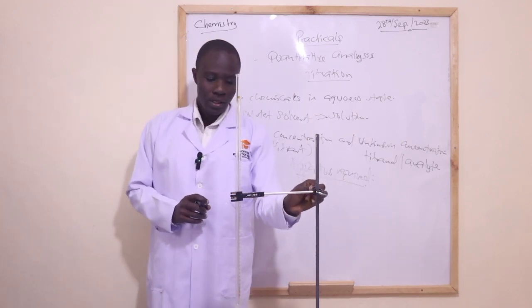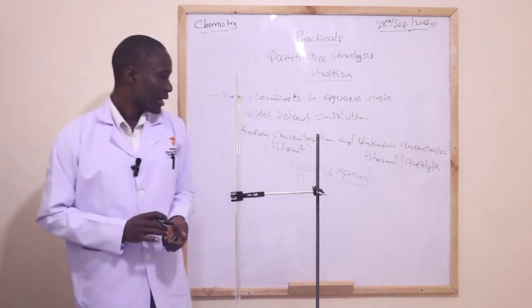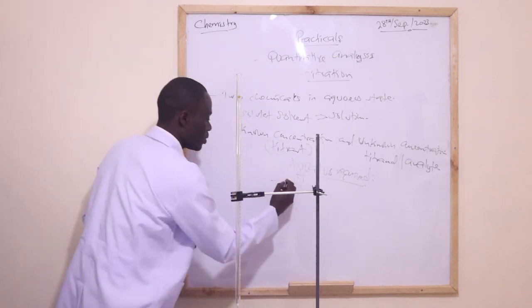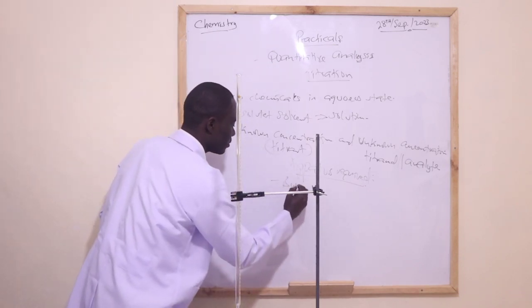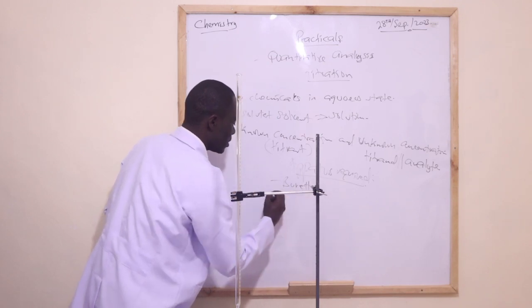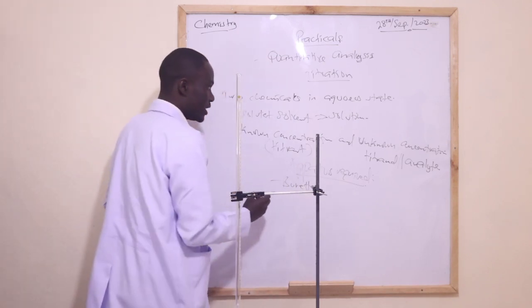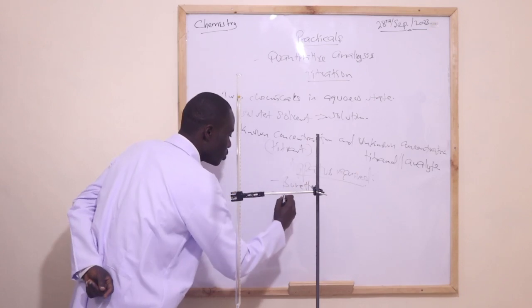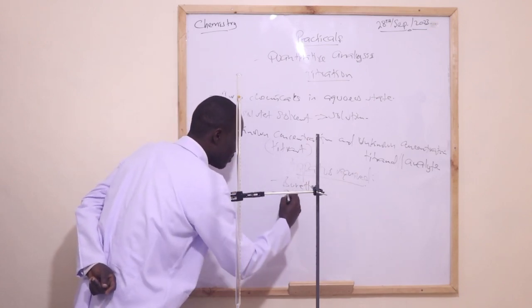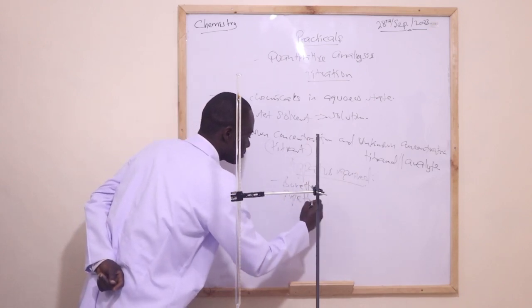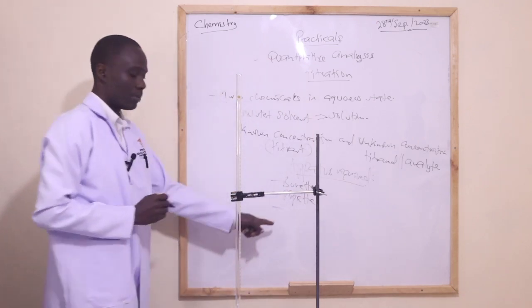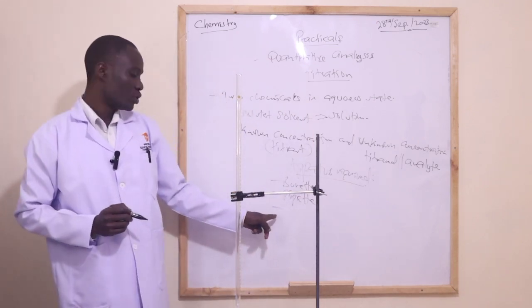Now, we have number two. So we have the burette right here. Number two, in titration, you must use a pipette. Number three, you need to use beakers.